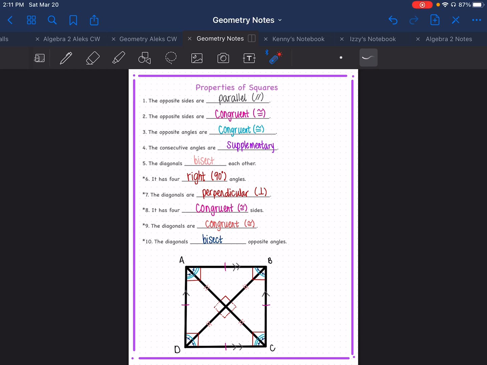So the opposite sides are parallel. So the top is parallel to the bottom, the left side to the right side. The opposite sides are also congruent. The opposite angles are congruent.